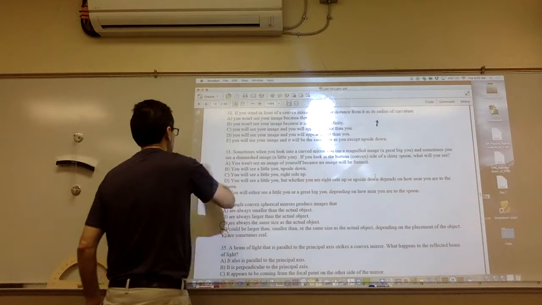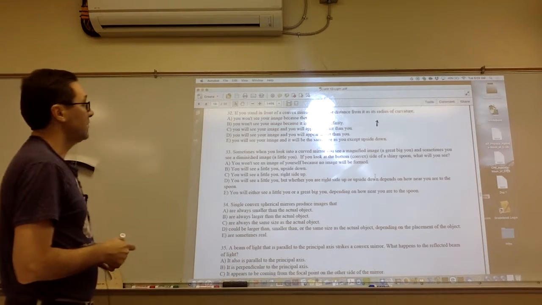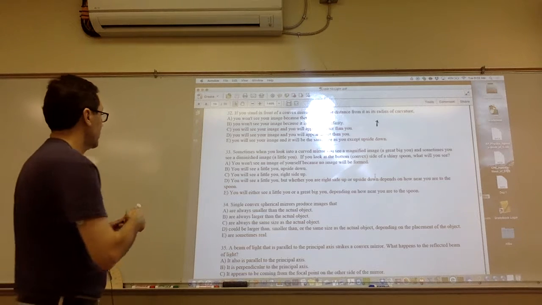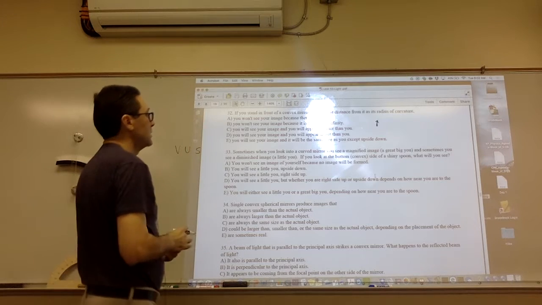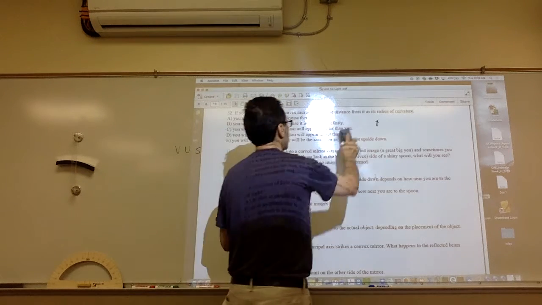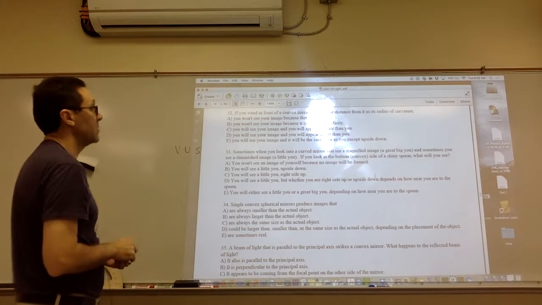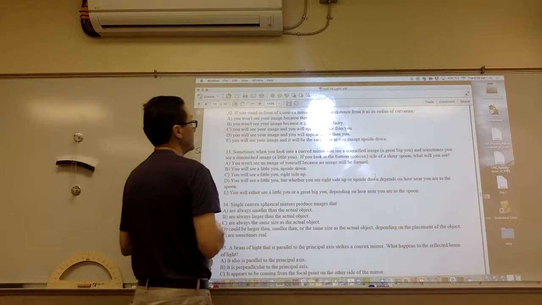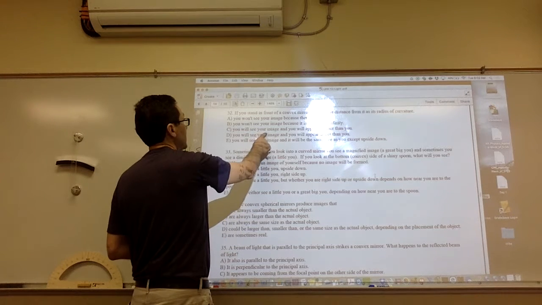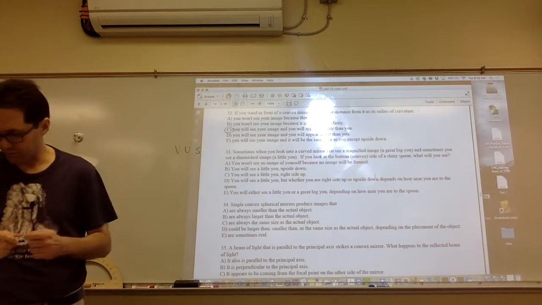All right, let's look at 32. If you stand in front of a convex mirror, you know that the image is going to be virtual, upright, and smaller than the object. At the same distance from it as the radius of curvature, so it doesn't matter where you stand. You won't see your image? That's not true. You will see your image and you will appear smaller than you are. I think that's the one. Yep, 32 is C.